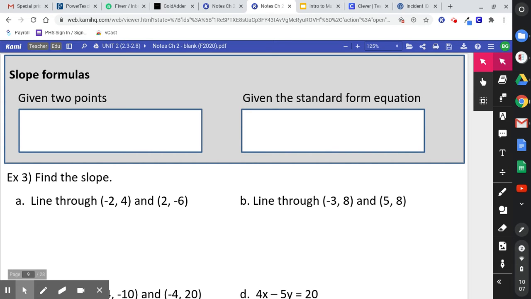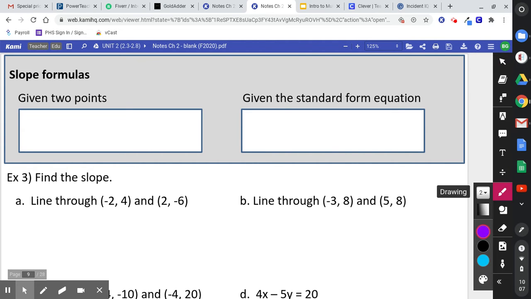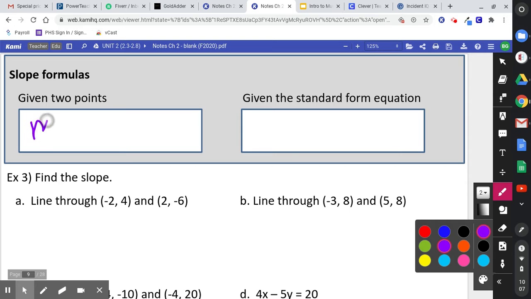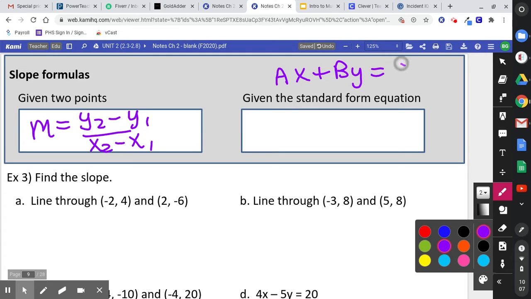Slope formulas. You've got a slope formula if you're given 2 points, and you already know this. You've seen it 100 times: y2 minus y1 over x2 minus x1. That's a slope formula if you're given 2 points. But if you're given the standard form of the equation, remember standard form was ax plus by equals c.